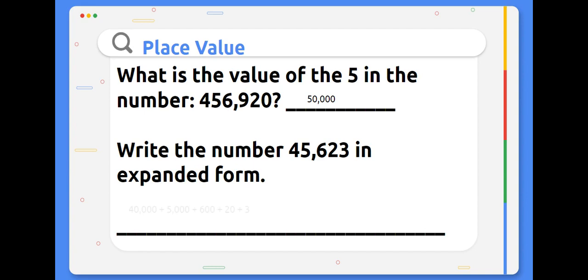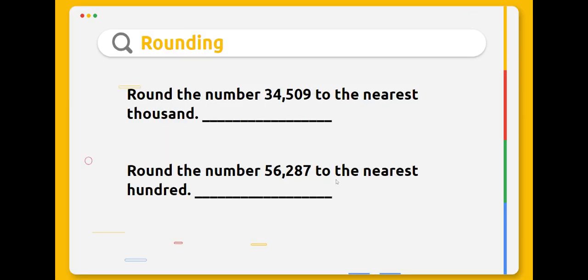Okay, for the expanded form, you should have said 40,000 because we have 4 10,000s. You should have said plus 5,000 because we have 5 1,000s. You should have said plus 600 because we have 6 in the hundreds. You should have said plus 20 because we have 2 in the tens. And we plus 3 because there are 3 ones. Great job.